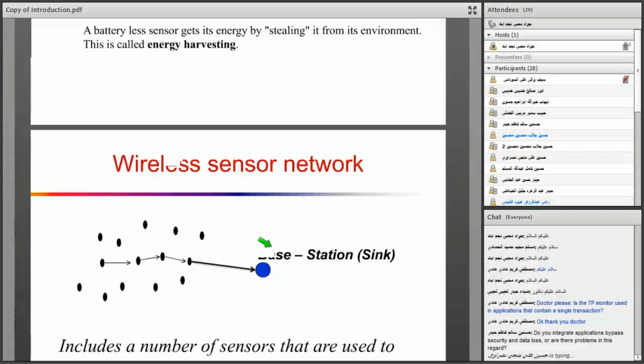So the base station can process many operations, many functions. The status of the base station and the sensor are so different, and the base station can manage all events according to the received data, the received messages.